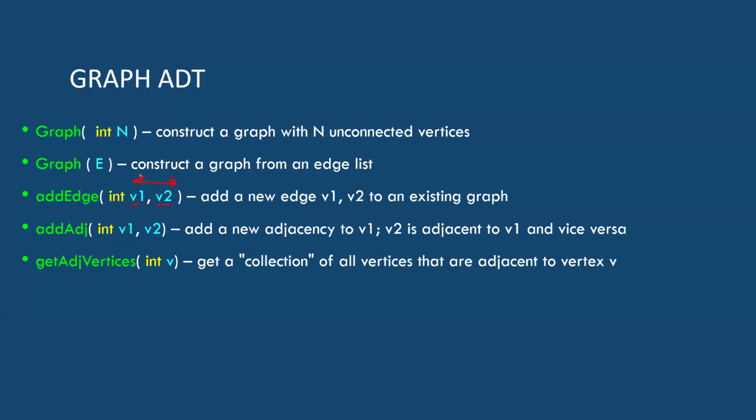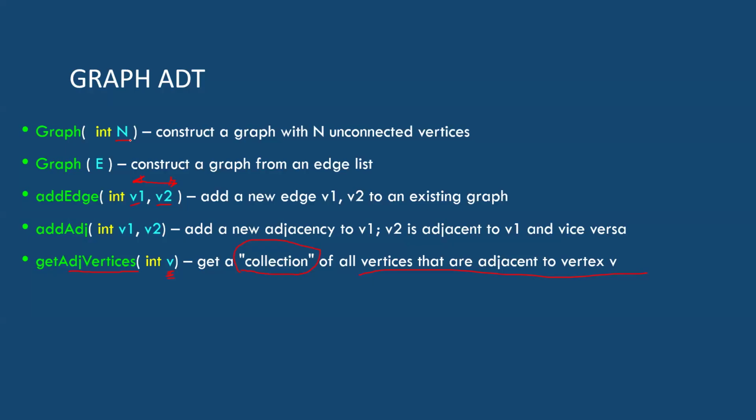At any point, we might want to know who are all the friends of a particular vertex. Who are all the adjacencies? So get adjacencies is kind of like saying, get a collection of all the vertices that are directly adjacent to vertex V, okay? And V could be any value from 0 to less than n, okay? So that's what we mean by get adjacencies.